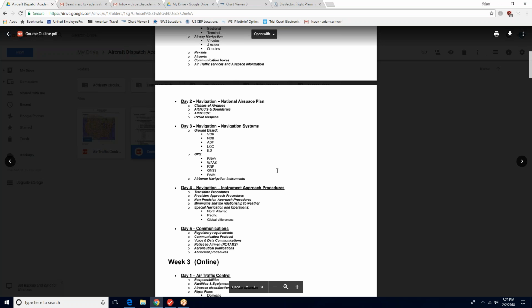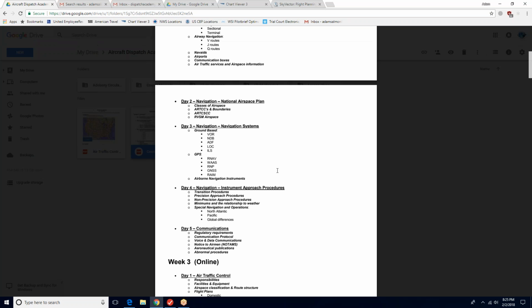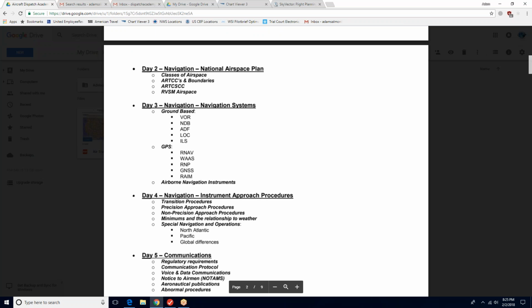Okay. So that's transition procedure. So when you hear us reference transition procedures, that's SIDs and STARs. SIDs and STARs are the transition procedures. Does anybody have questions on precision approach procedures or non-precision approach procedures, or what they are? Or does anybody want me to jump into one and take a look at it, go over it a little bit? That would be cool. I agree. Okay, let's do that.